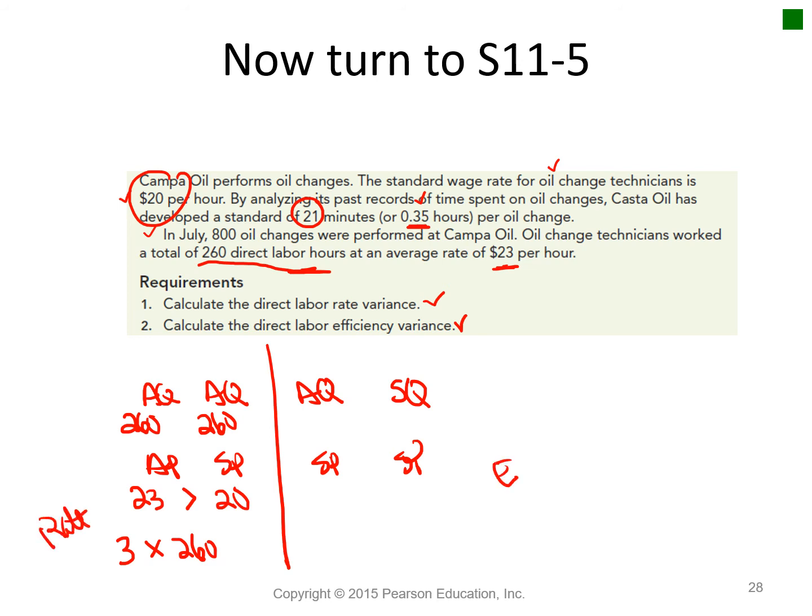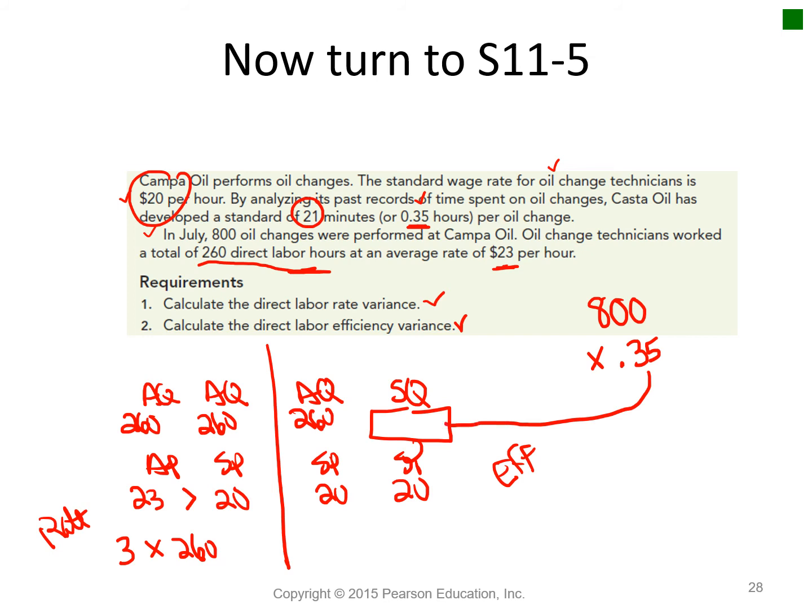When we get to the efficiency variance, you still have the same actual quantity. $20 is held constant. The standard quantity, to calculate that, you'll take those 800 oil changes, that's the actual number, and multiply that by 0.35 because you want to compare apples to apples. That'll give you your standard quantity of hours. You'll compare that with the 260 multiplied by 20. That'll give you the efficiency variance. On the next slide, we'll walk you through the exact numbers.